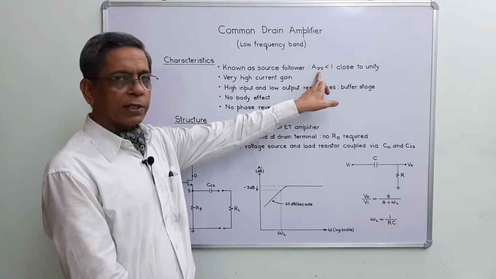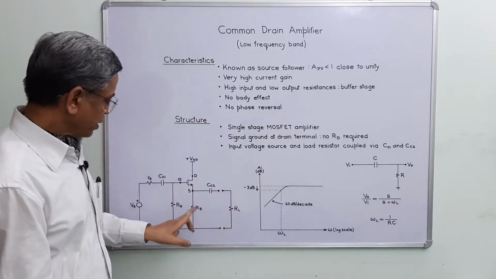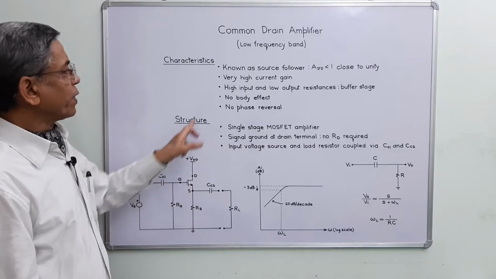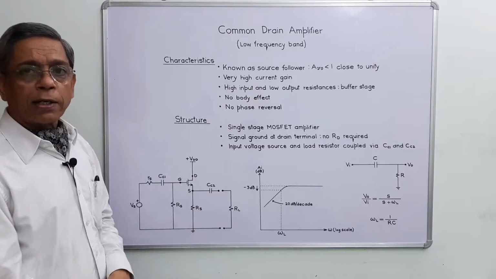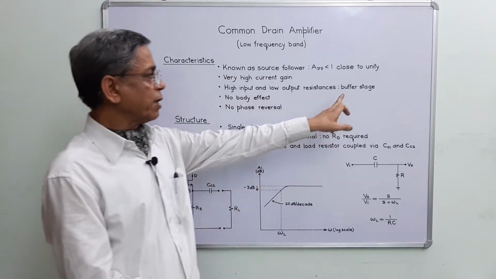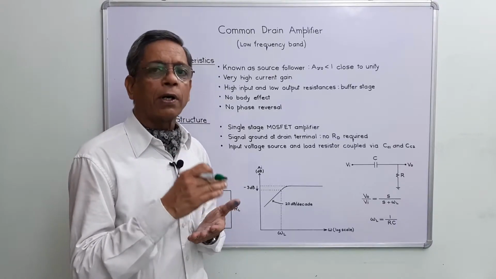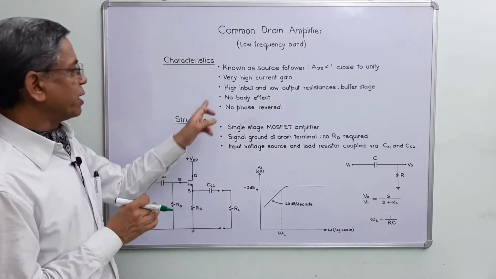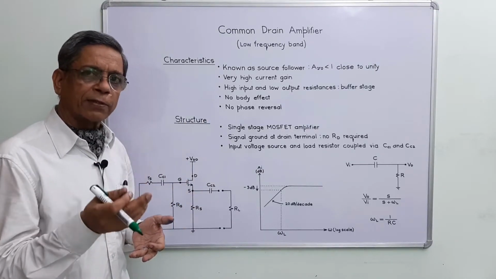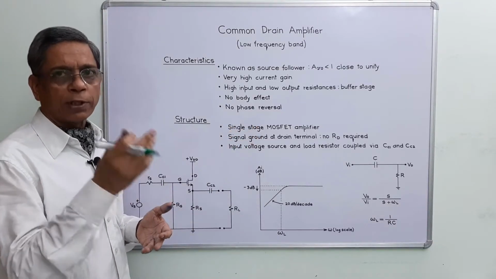Its open circuit voltage gain is slightly less than 1, close to unity. At this point, the source potential is slightly smaller than the gate potential. It has very high current gain, and high input and low output resistances. This is used as a buffer stage. It's a coupling device between low input and high output resistances, and there is no body effect. We assume that body and source terminals are interconnected, and there is no phase reversal between input and output signals.